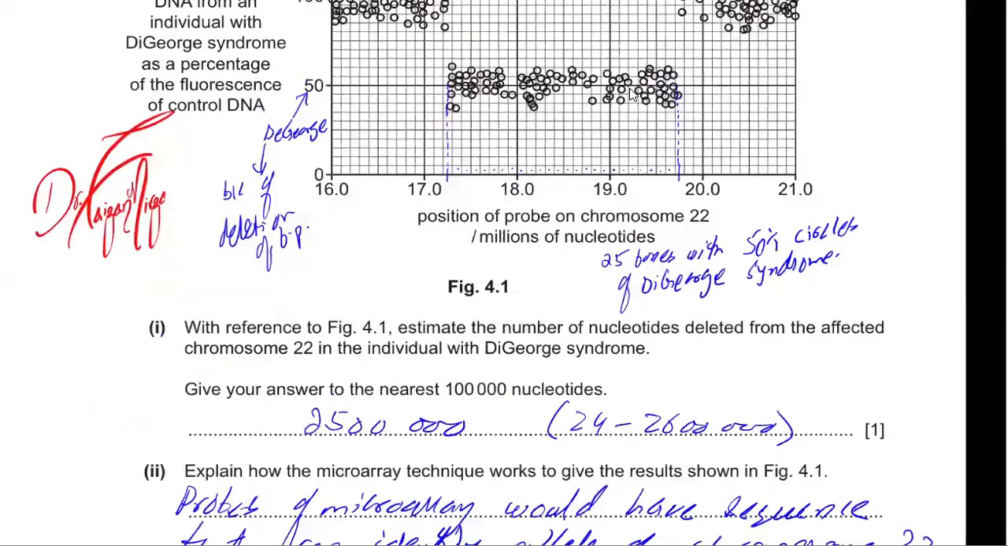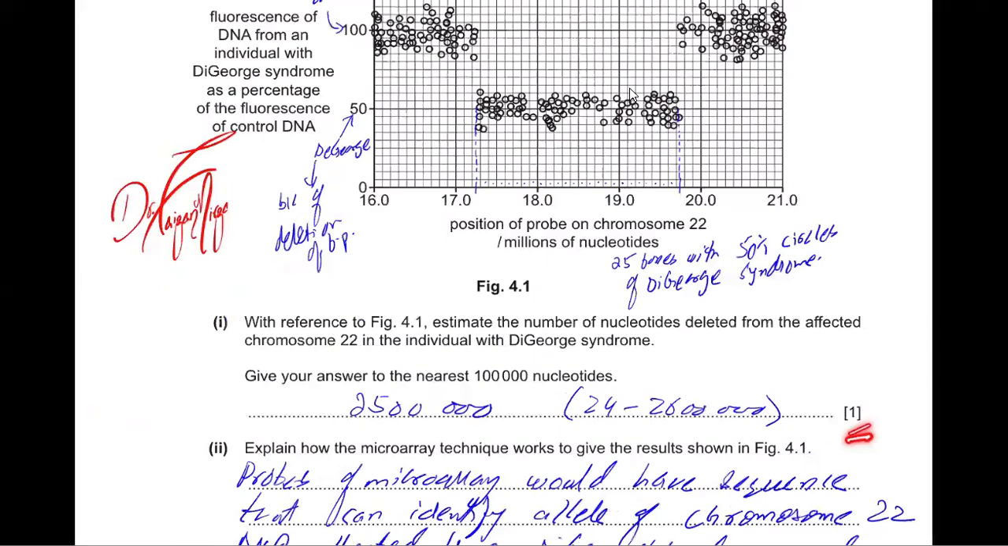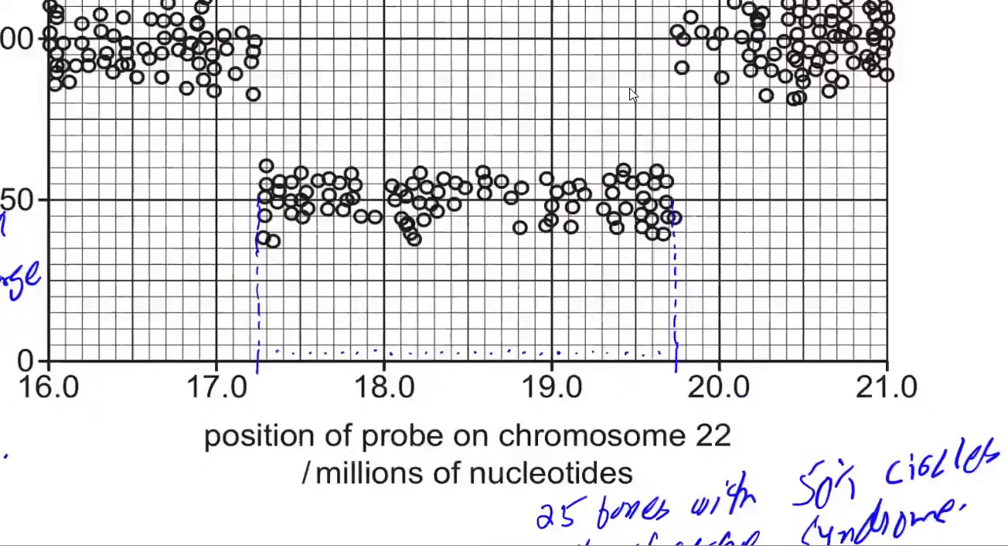The question, although just for 1 mark, is: with reference to figure 4.1, estimate the number of nucleotides deleted from the affected chromosome 22 in the individual with DiGeorge syndrome. Give your answer to the nearest 100,000 nucleotides. So we'll count the number of squares. In this graph, this is where it begins and this is where it ends. We'll count the whole squares.